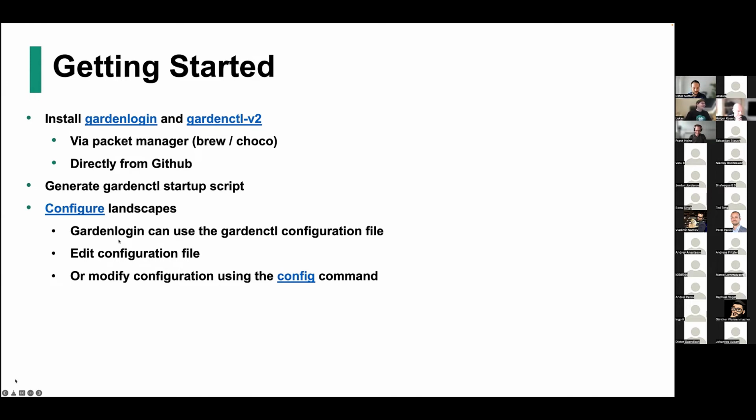Peter also talked about this startup script that we will now see in action. And also, I will show you how you configure your landscapes, basically your gardens. An important thing here is that both tools, Garden Login and Gardenctl, need the garden configuration, but they can share the config file. So if you don't have a dedicated configuration file for Garden Login, it will automatically fall back to the Gardenctl version 2 config file. And you can edit this configuration file manually or just modify it using the config command.